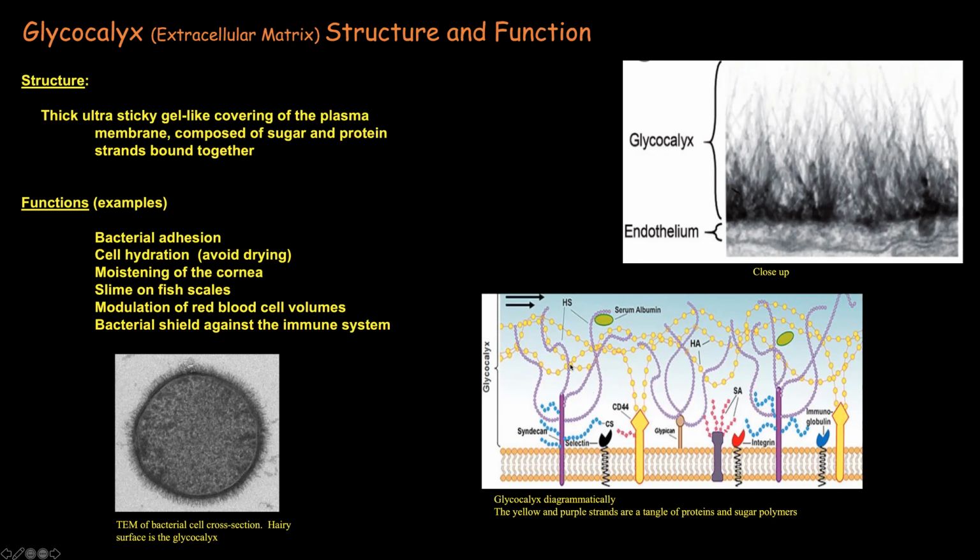So proteins and complex sugars get all tangled up together and form this layer called the extracellular matrix, or the glycocalyx. And this covering of the cells is involved in a lot of different cell functions: stickiness to a substrate or stickiness to each other, keeping cells hydrated. For example, the moistening of the cornea. If you ever caught a fish and tried to pick it up, it might have slipped out of your hands. It was slippery because of its extracellular matrix on the scales.